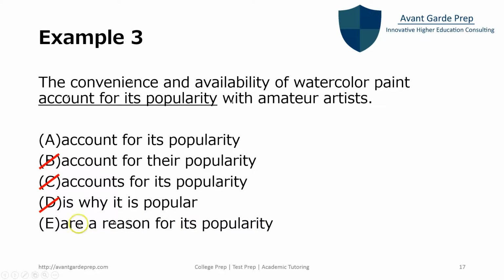And even if C or E said are reasons for its popularity, this is much more concise, account for its popularity, so we would end up choosing A anyway. And sometimes the sentence is correct as it is, so don't be afraid to choose A.